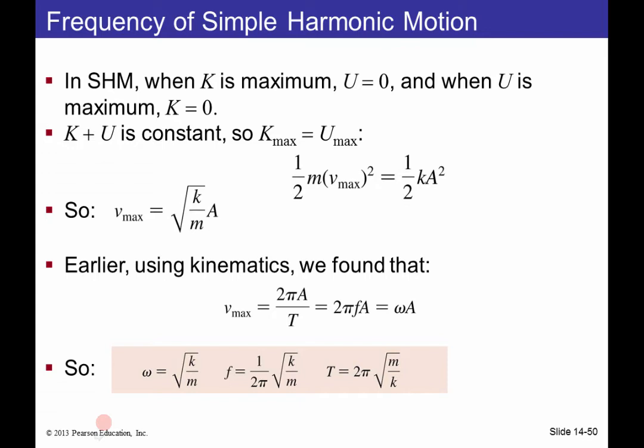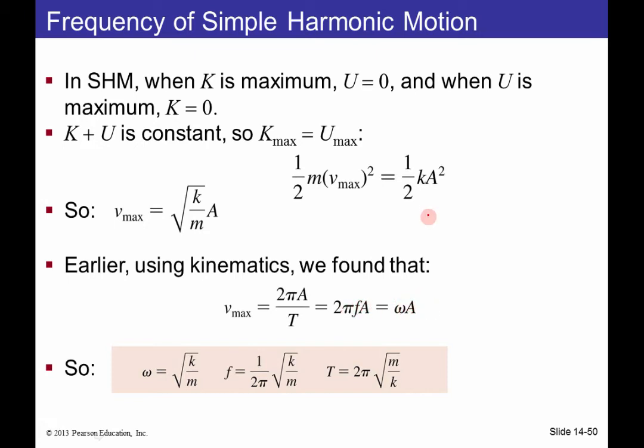So now we can come up with a few equations for a harmonic oscillator. We know that the maximum kinetic energy is equal to the maximum potential energy. From there, we can get the maximum velocity of the oscillator, which is the square root of k over m, times A. Using kinematics earlier, we found that the maximum velocity is 2 pi A over T, which is 2 pi f A, which is omega A.